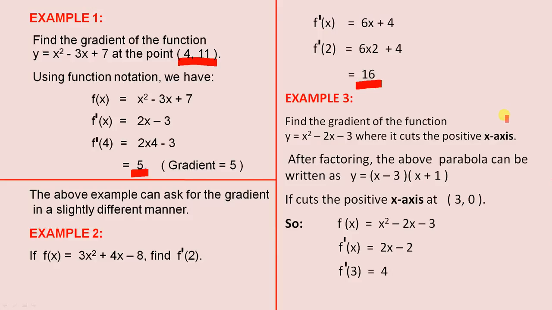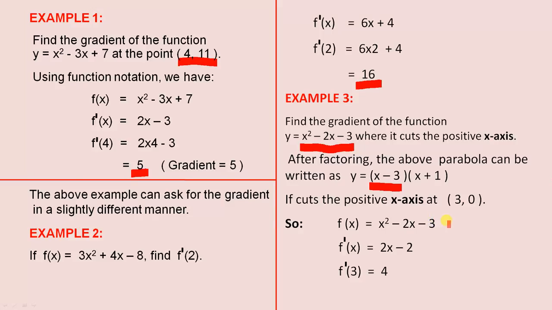Example 3. Find the gradient of the function y equals x squared minus 2x minus 3, where it cuts the positive x-axis. So after factoring, the above parabola can be written as y equals (x minus 3)(x plus 1). So we've seen many times how to factorize that expression. There it is there. Now, it cuts the positive x-axis at (3, 0). We know from here that it cuts the positive x-axis at (3, 0).